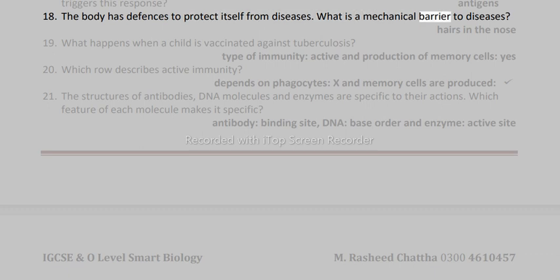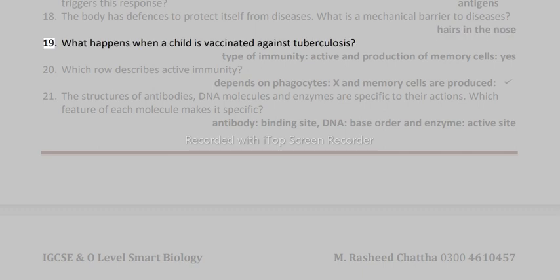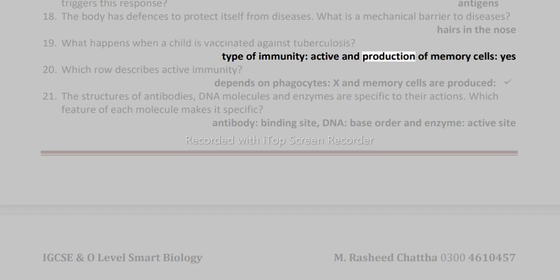18. The body has defenses to protect itself from diseases. What is a mechanical barrier to diseases? Hairs in the nose. 19. What happens when a child is vaccinated against tuberculosis? Type of immunity: active, and production of memory cells. Yes.